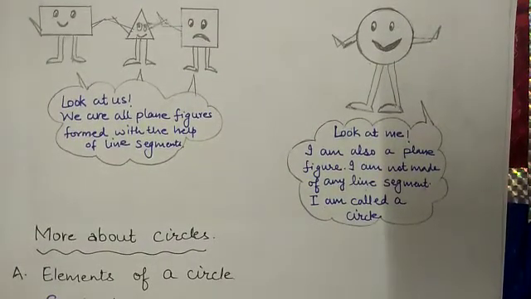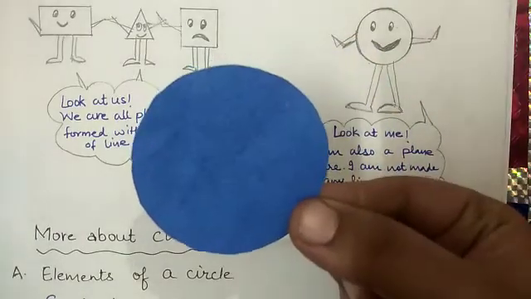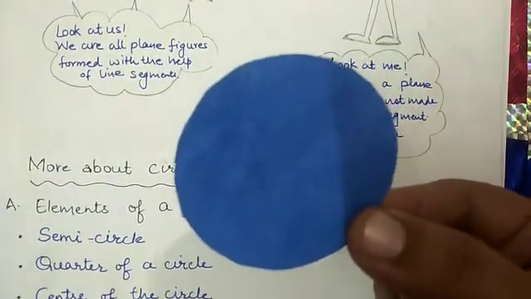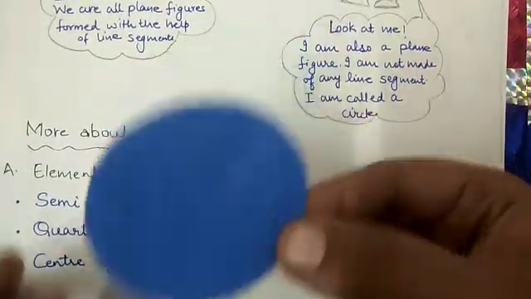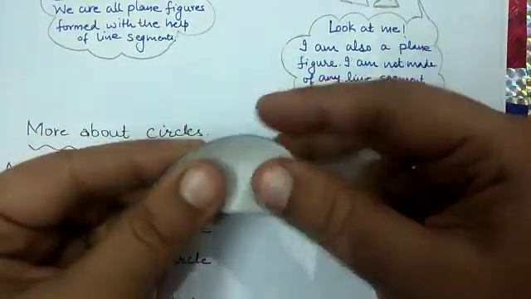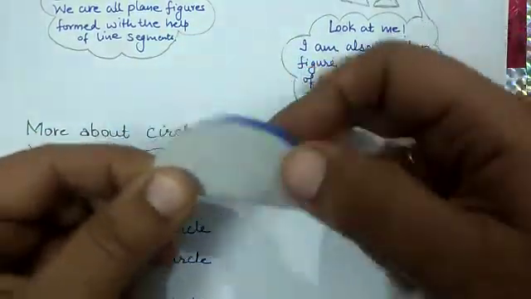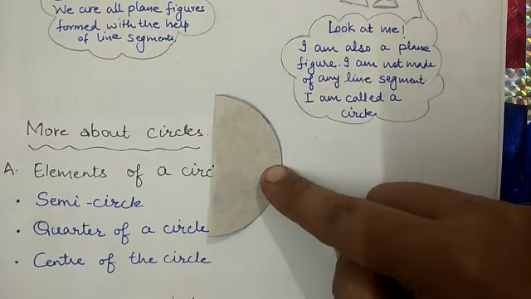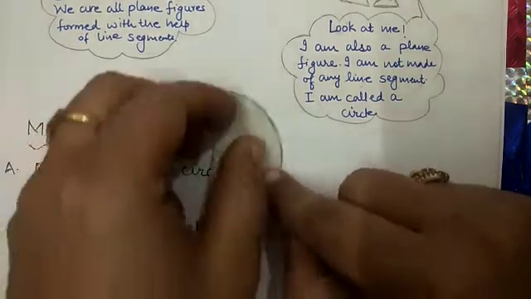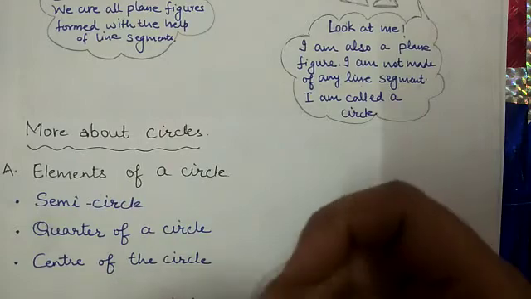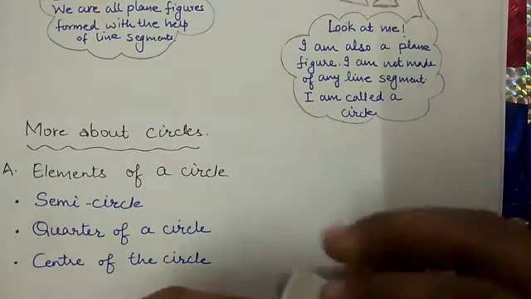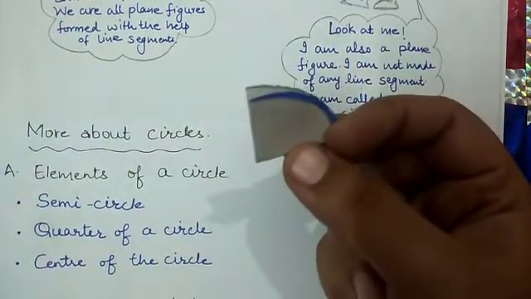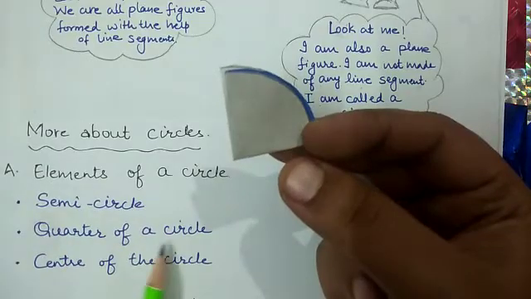First of all, I am showing you a picture of a circle. I have taken a cutout of a circle. Now I am going to discuss the elements of a circle. If I fold this circle in this way, what I am getting here is the half of the circle, which is also known as a semicircle. And if I fold this semicircle once again, now I will get again the half of this semicircle, which is called a quarter of a circle.